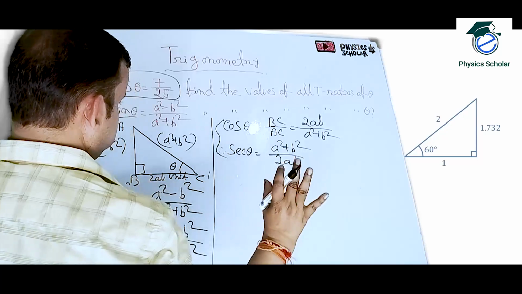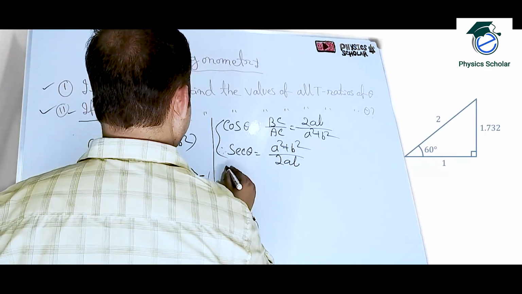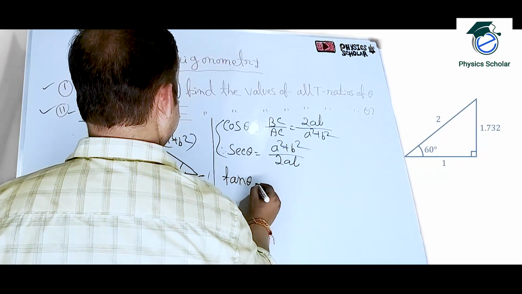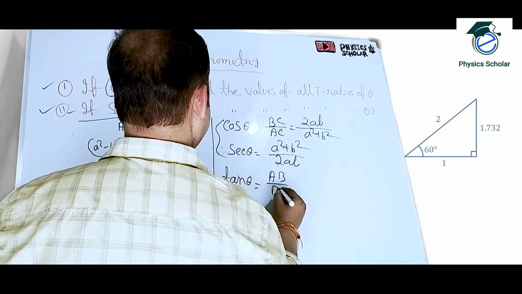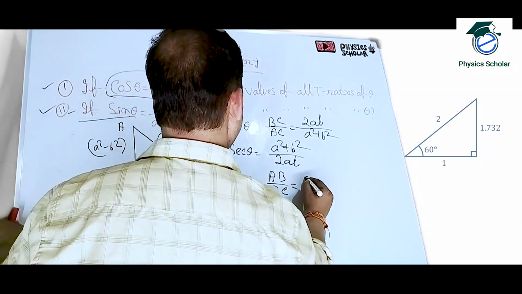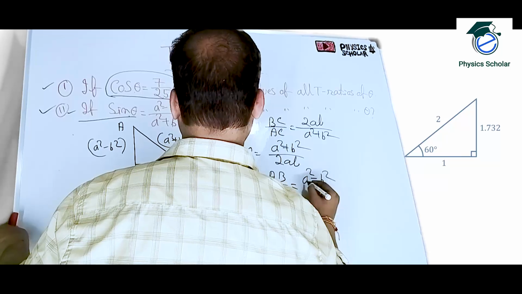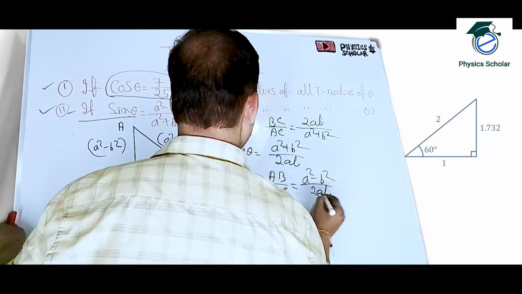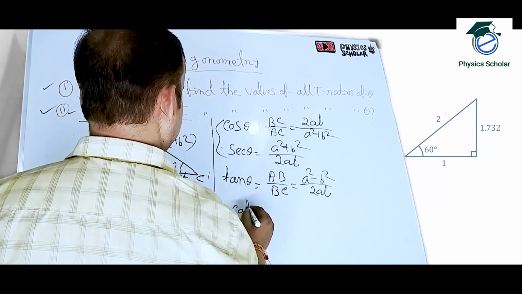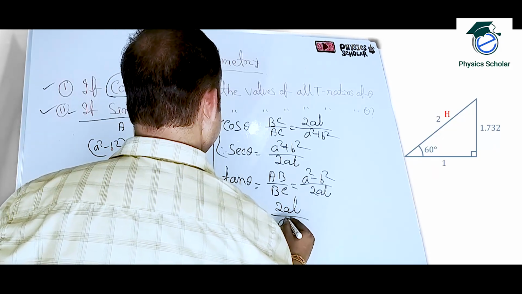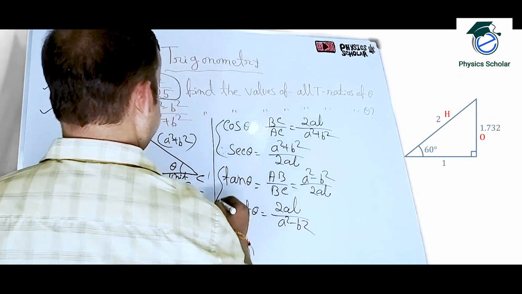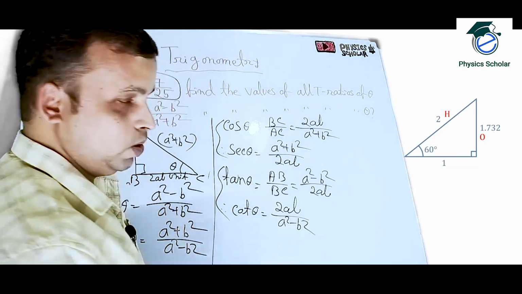So these two are solved. Now what is there? Tan. Tan theta is equal to what? Perpendicular by base. What is perpendicular? A square minus b square by 2ab. So cot will be the reciprocal of tan, so 2ab divided by a square minus b square. So these two are also solved.